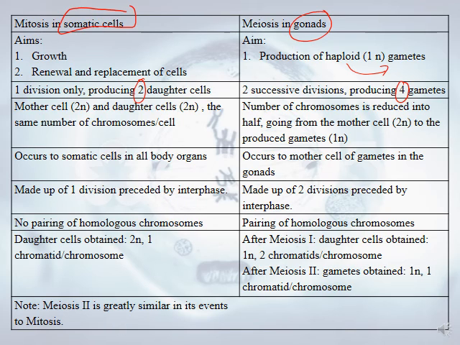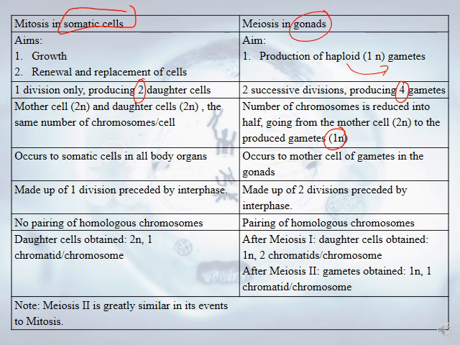In mitosis, the mother cell is 2N and the daughter cell is 2N, the same number of chromosomes per cell, while in meiosis the number of chromosomes is reduced by half, going from the mother cell, which is 2N, to the daughter cells or the produced gametes, which are haploid 1N. Mitosis occurs in somatic cells in all body organs, while meiosis only occurs in the mother cells of gametes in the gonads. Mitosis is made up of one division preceded by interphase, while meiosis has two divisions preceded by interphase.